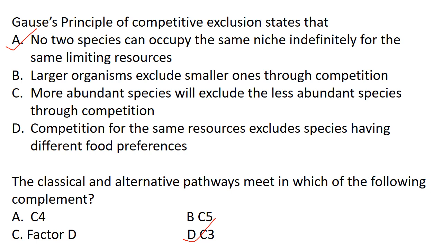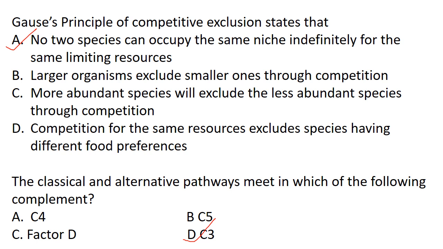Then next one. The classical and alternative pathways meet in which of the following complement? So complement system, it is a part of the innate immune system, and it complements the antibodies to wipe out the pathogens, and its functions include lysis of bacterial cell, opsonization, inflammation and immune clearance.